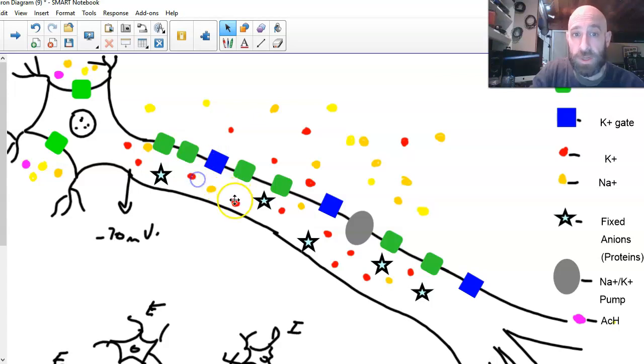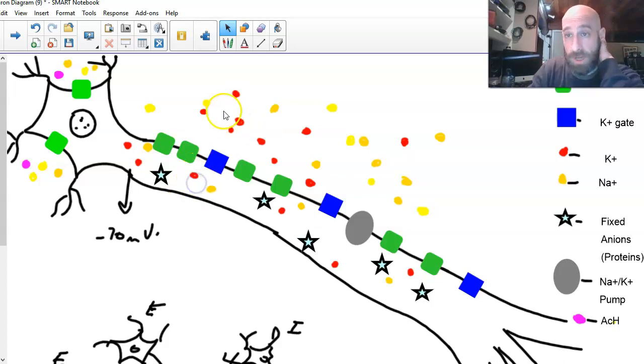But let's say there's a whole bunch of extra potassium outside that doesn't normally exist there. Let's say I ate a whole bunch of bananas. What would happen now is this potassium's not going to want to leave anymore, right? Because there's a whole bunch more potassium out there. There's no longer that concentration gradient. So the potassium is going to stay in.